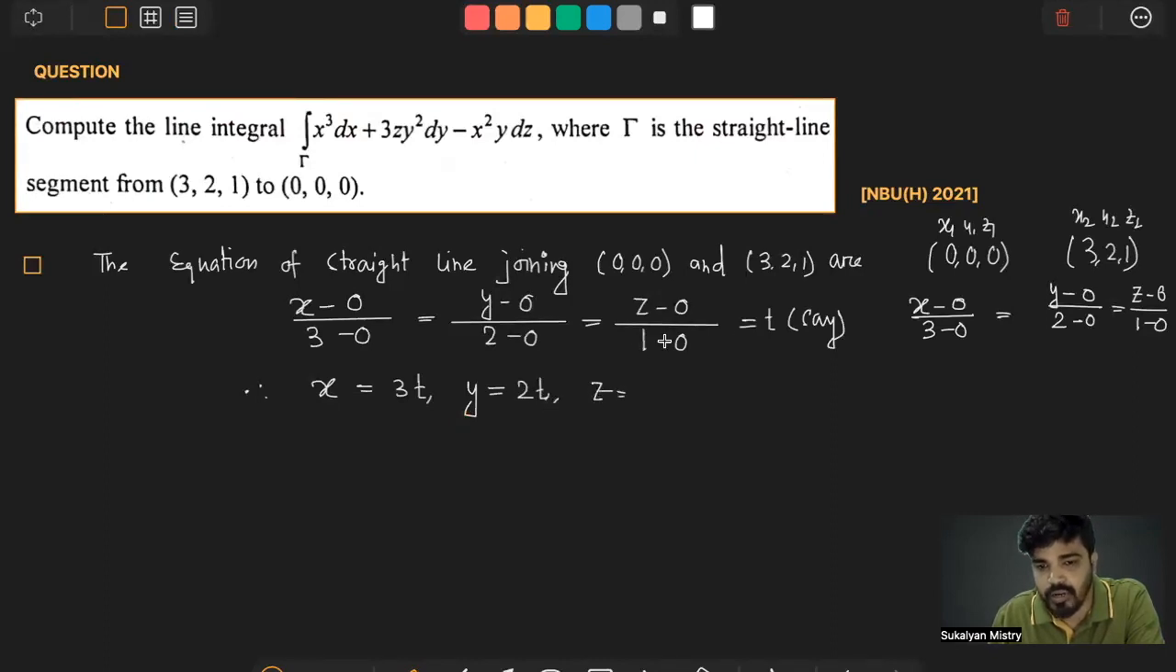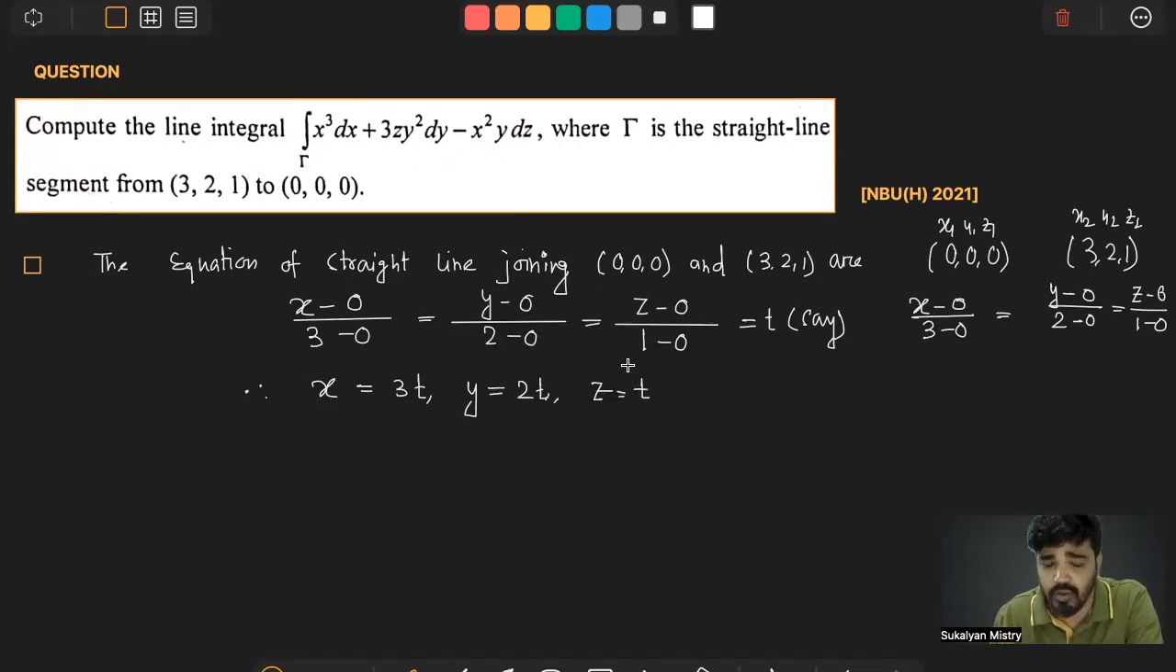Okay, and what is z? z minus 0 divided by 1, that is z by 1 is equal to t, so z is equal to t. x minus 0 divided by 3 minus 0, that is x by 3 is equal to t, so x is equal to 3t, y by 2 is equal to t, that is y is equal to 2t, z by 1 is equal to t, that is z is equal to t.